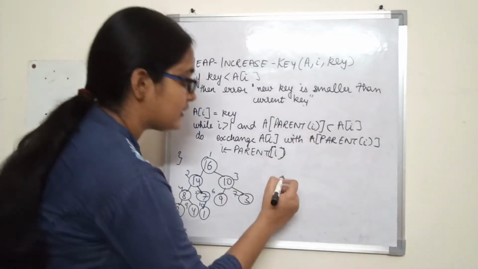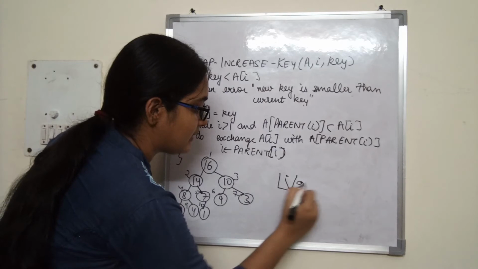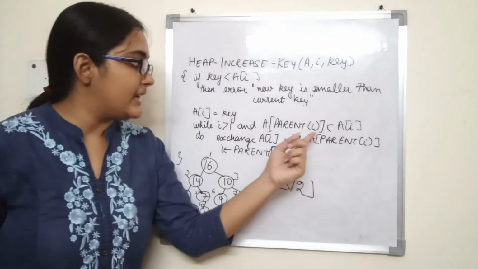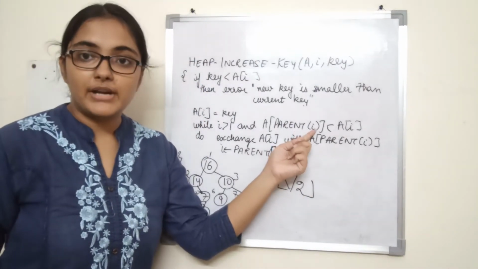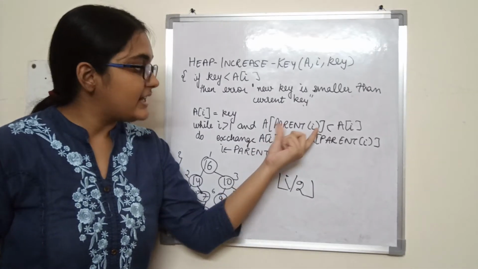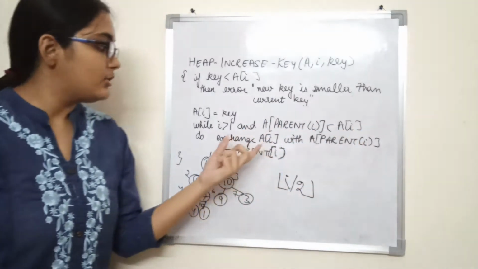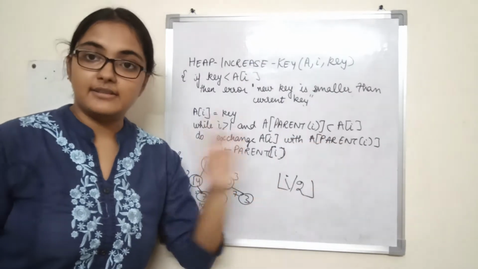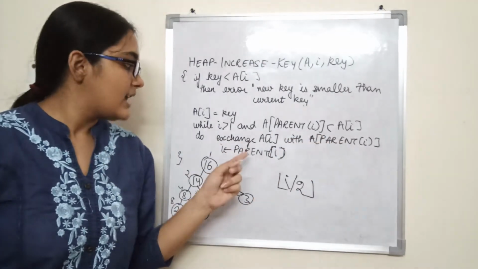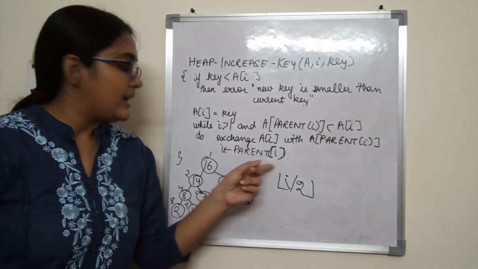Parent of I here denotes I by 2, right? That is the parent node of the node I, of the node at index I. So if the parent value is less than A of I, what should we do? We should exchange the two values of the nodes, and I is equal to parent of I.